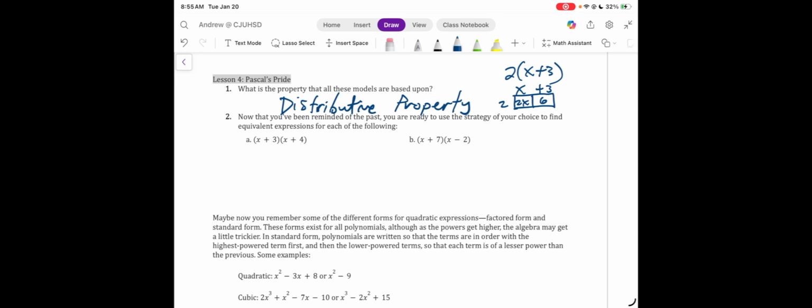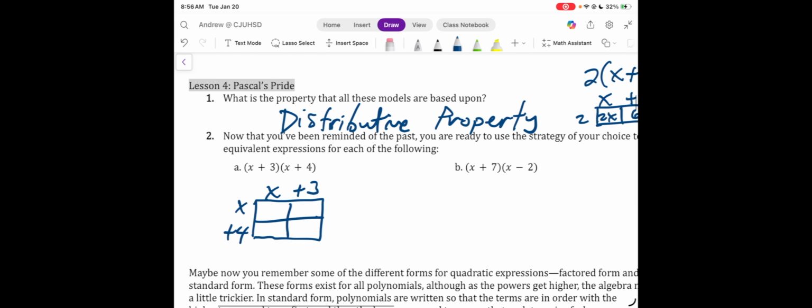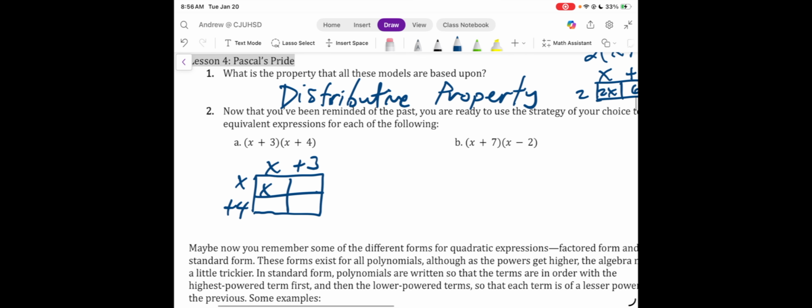Now that this is number 2, now that you've been reminded of the past, we're ready to use the strategy of your choice to find the equivalent expressions for each of the following. So we can, for example, use the box here, and we can do x plus 3 and x plus 4, and get x squared plus 3x plus 4x plus 12, and that's x squared plus 7x plus 12.